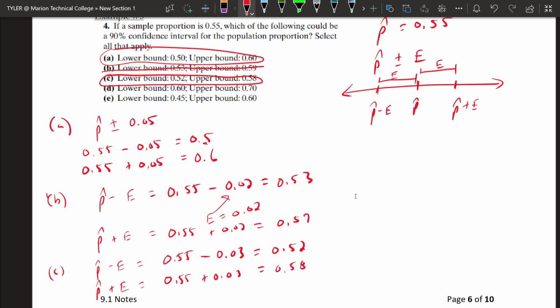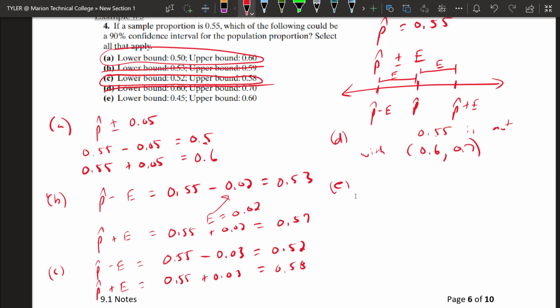So part D, I know that 0.55 is not within the interval 0.6 to 0.7, right? So therefore that one can't possibly be it, right? So you can just scratch that one off.